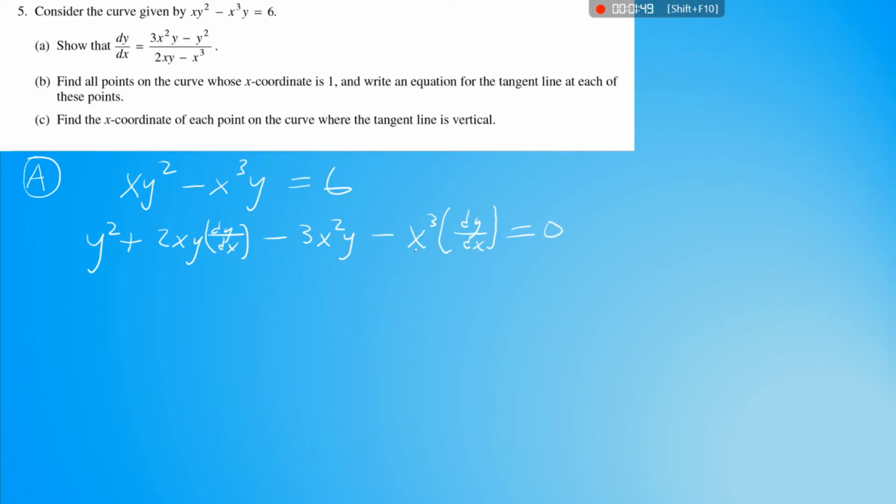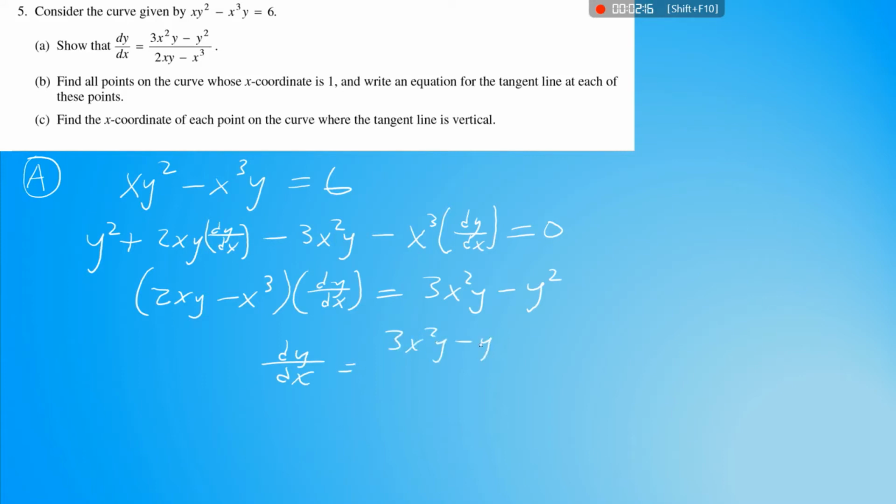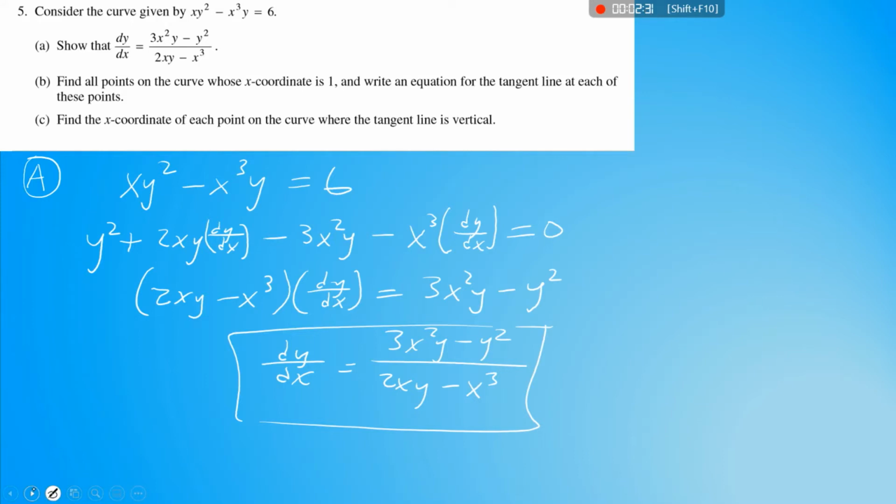So 2xy minus x cubed times dy over dx is equal to 3x squared y minus y squared. Awesome. So we divide both sides by 2xy minus x cubed. Okay, we match. Not bad. So that was implicit differentiation.